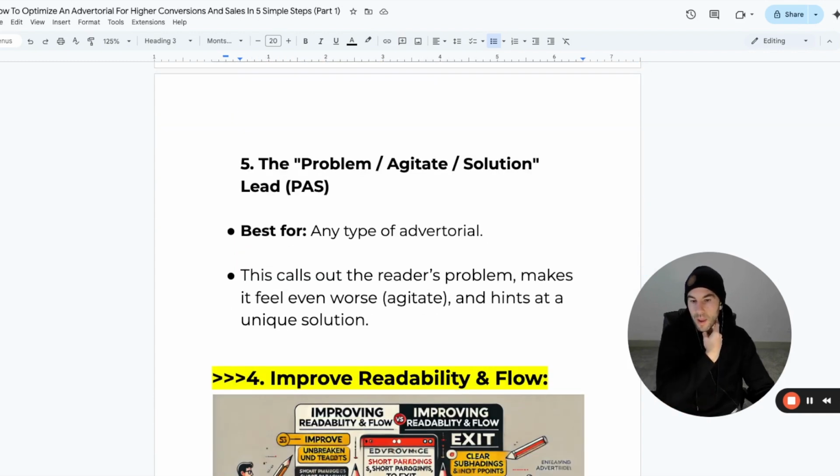And then we have our basic problem agitate solution. This really works for any type of advertorial. Essentially we're just calling out a problem, making it feel even worse by agitating it, and then giving them a unique solution. But we're obviously not giving them that unique solution in the lead itself. We are just hinting at it in the lead.